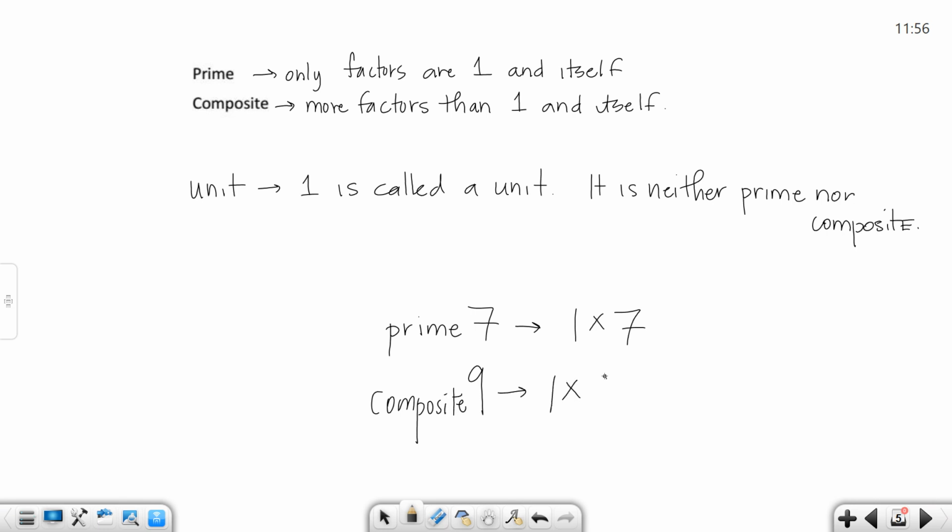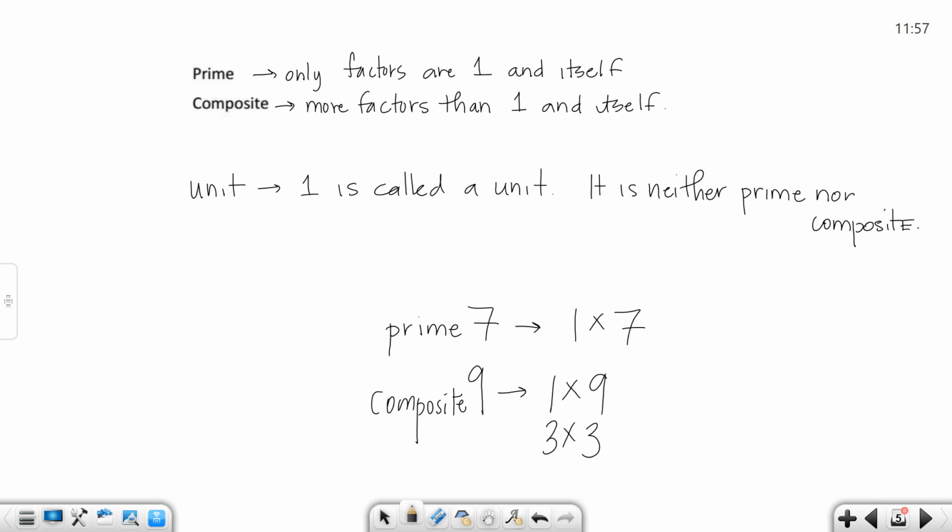Because 9 does, of course, have factors of 1 times 9, just like every number in the whole universe. But 9 also has other factors. For example, 3 times 3 is 9. So since 9 has a divisor other than 1 and 9, it is called composite.